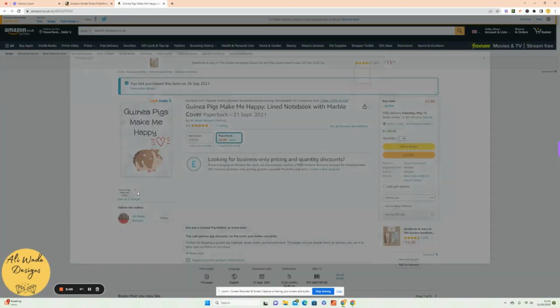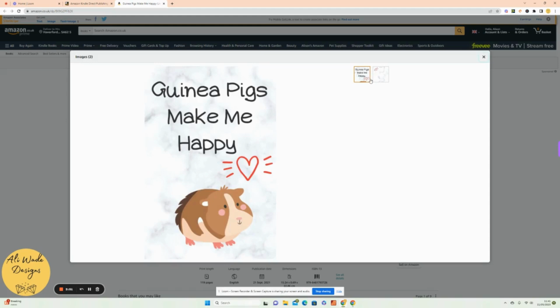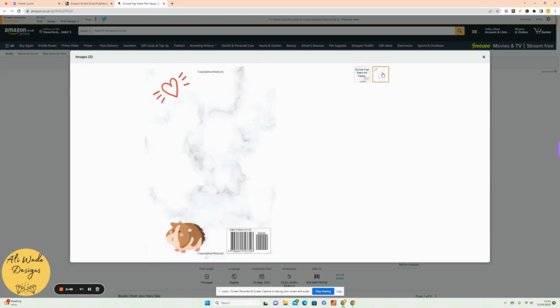Really cute guinea pig, and see a bit better there. And then on the back, guinea pig down the bottom, and I love this heart design.